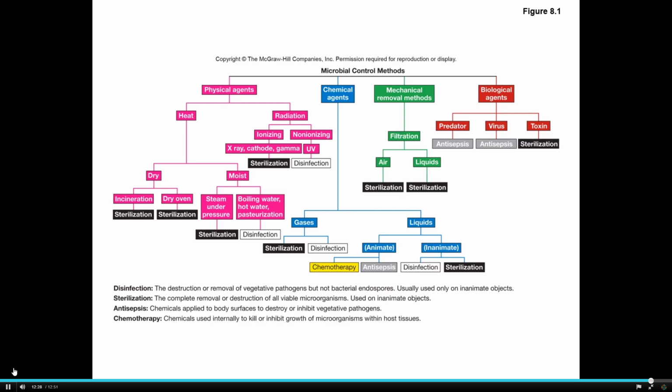That yellow square, chemotherapy, that's chapter 10. Chemotherapy originally meant any antimicrobial medication not specifically related to cancer treatment. We'll also look at a couple of mechanical removal methods. The one part of this that we won't cover are biological agents.